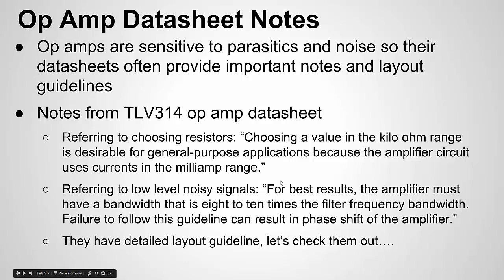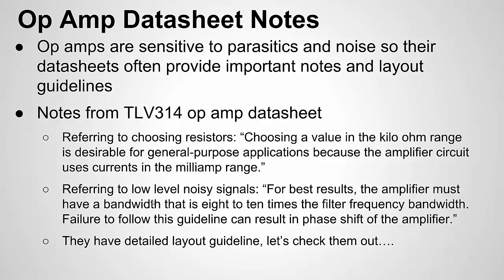But guess what? There's more to this. They have a whole paragraph on it, and they also say, but don't pick too high. Because if you pick too high, then the current in the circuit is so low that it's susceptible to noise. So they say, don't pick a 100 kilo ohm resistor, but pick one more than, let's say, 10 ohms or 100 ohms. And that's what we did here, so we're good there. And then also here they refer to low-level noisy signals, which is exactly what we're working with.